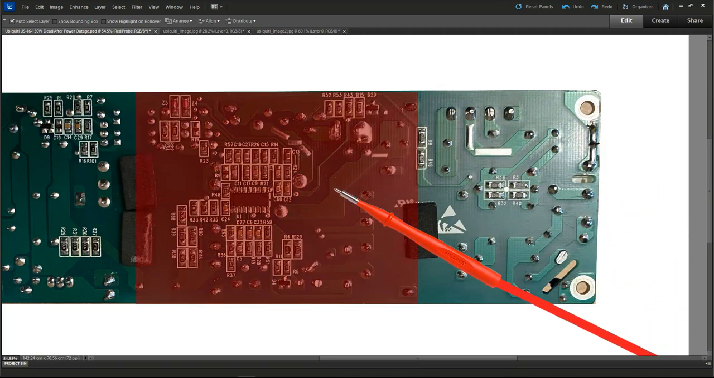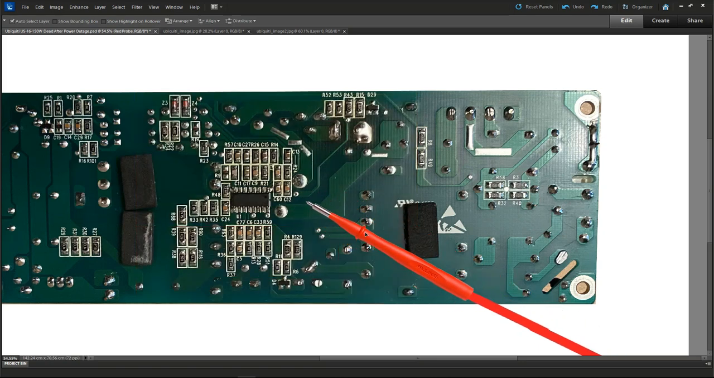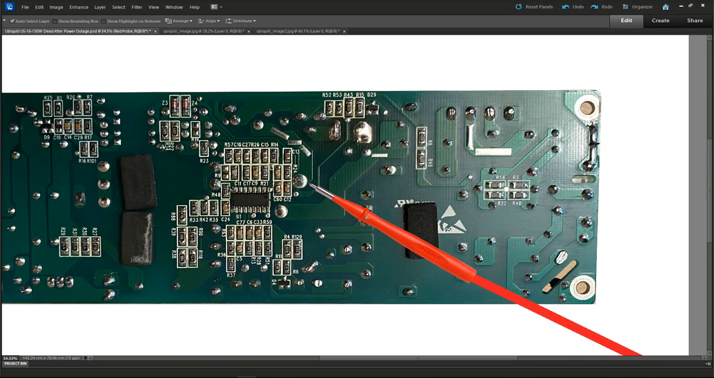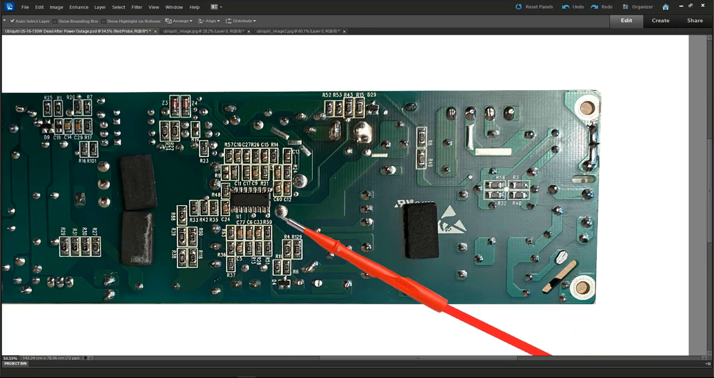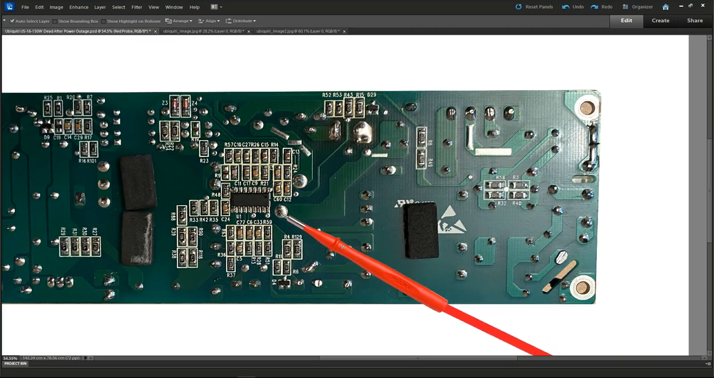In that section, there's normally one main filter capacitor. Now, I can easily identify the main filter capacitor because of the two large pins and the two large pads. So this is sort of a good center point to measure. And on this circuit, I started by troubleshooting here.